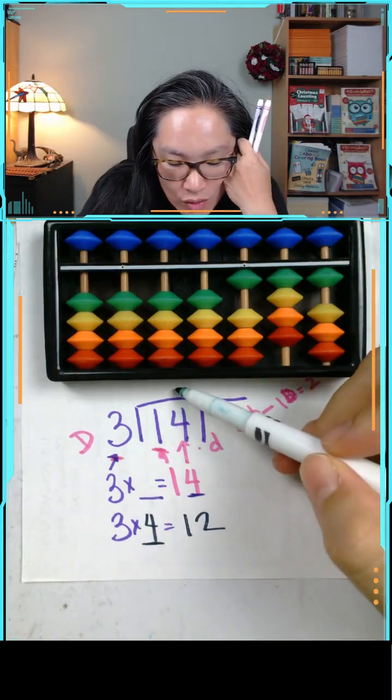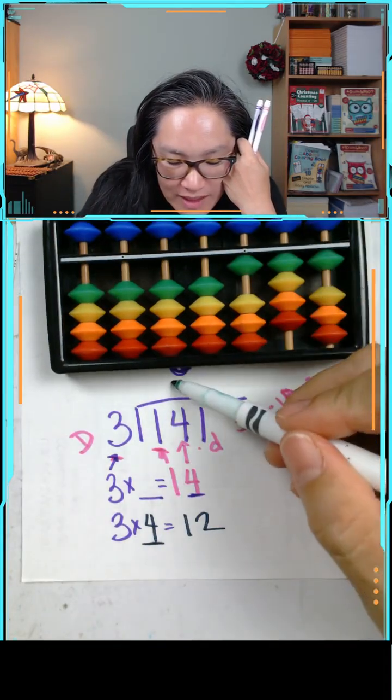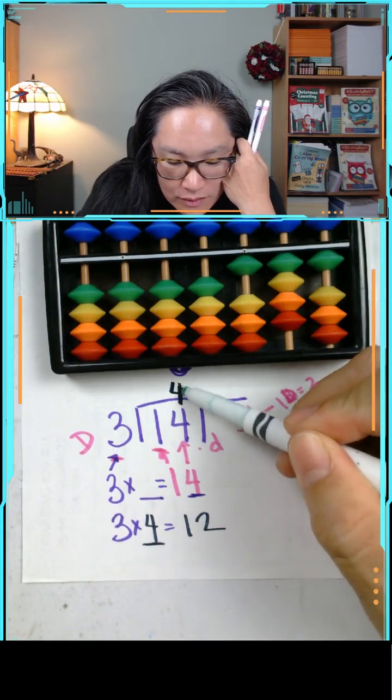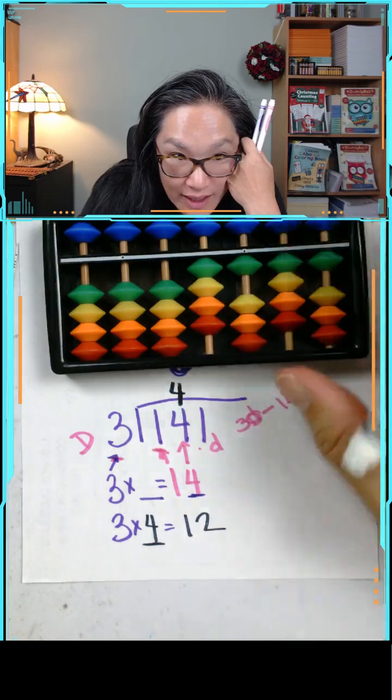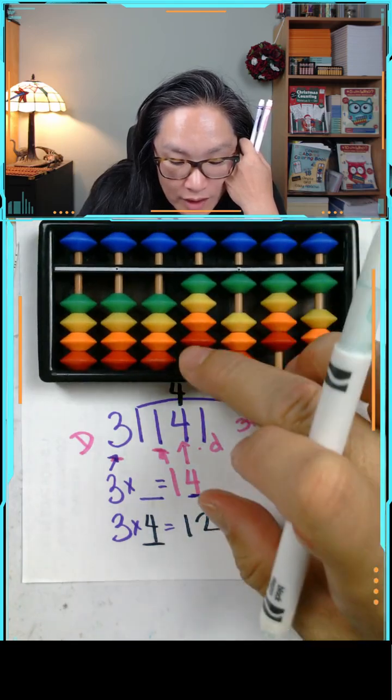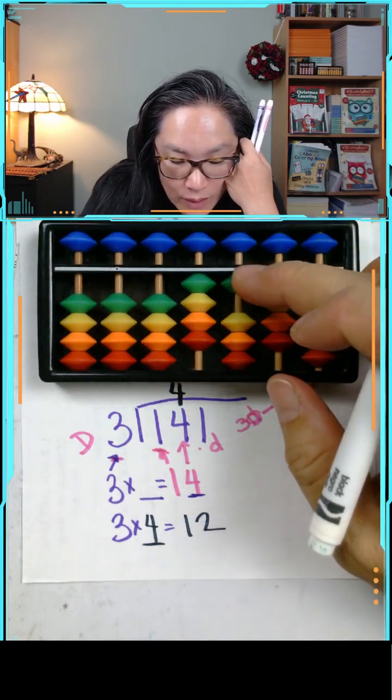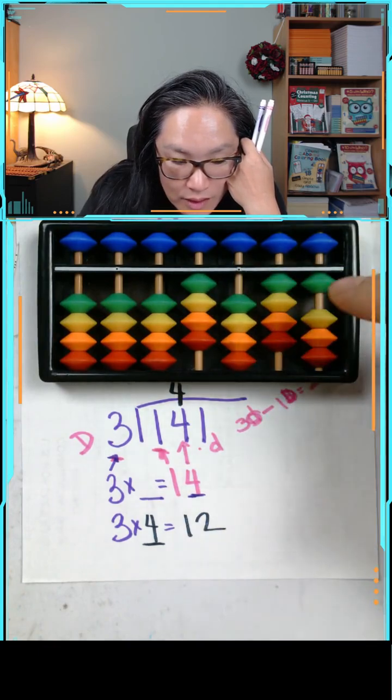So now, 4 is my dividend. I add the 4 here. Right? And I take away 12. I take away 1, and I take away the 2.